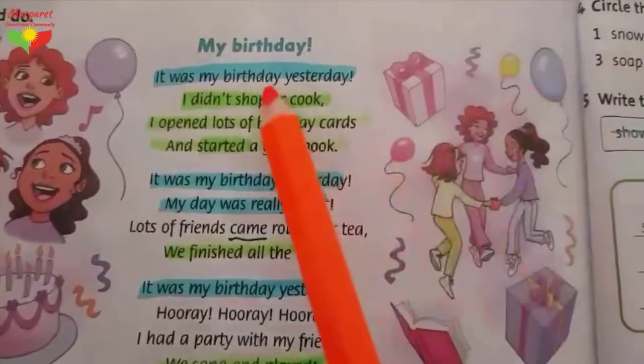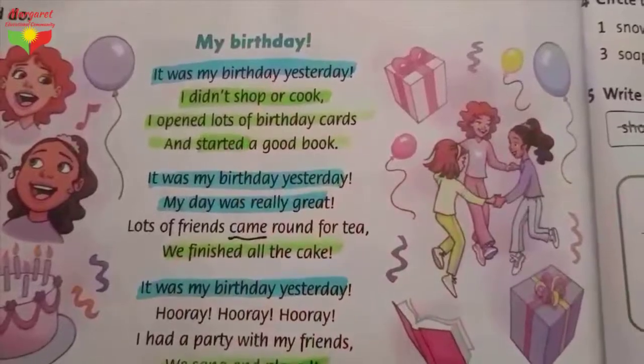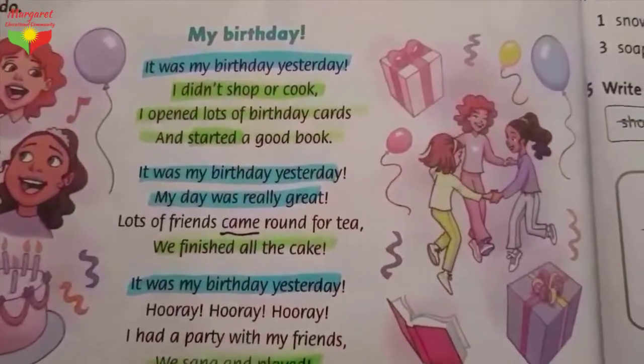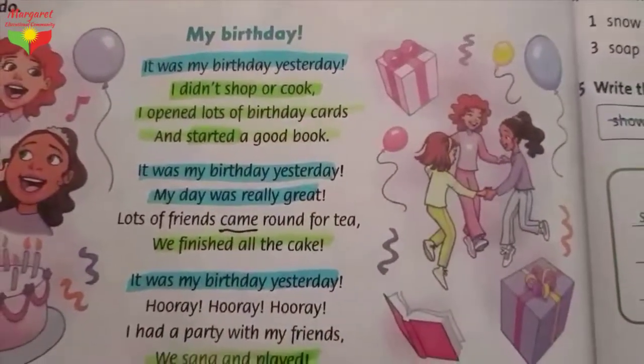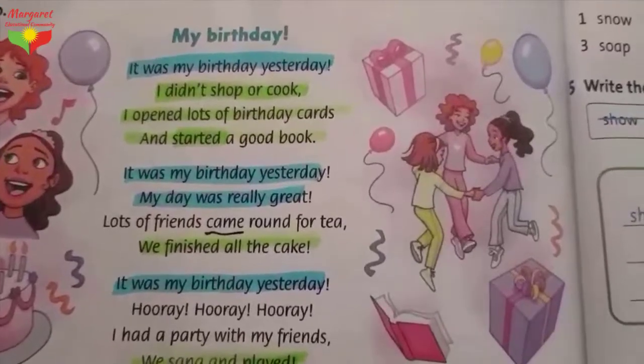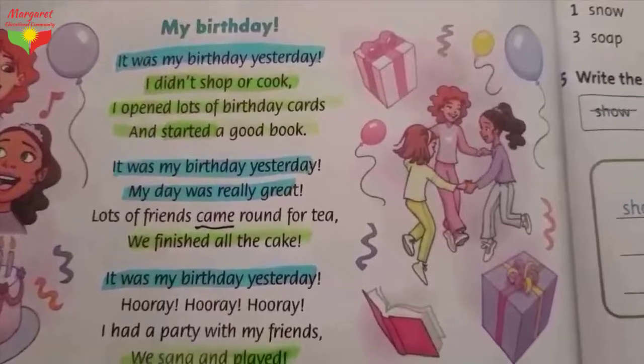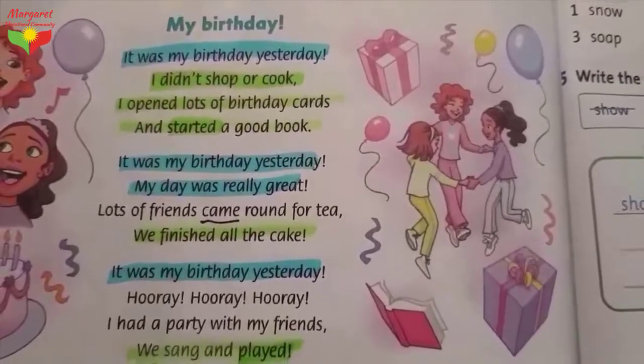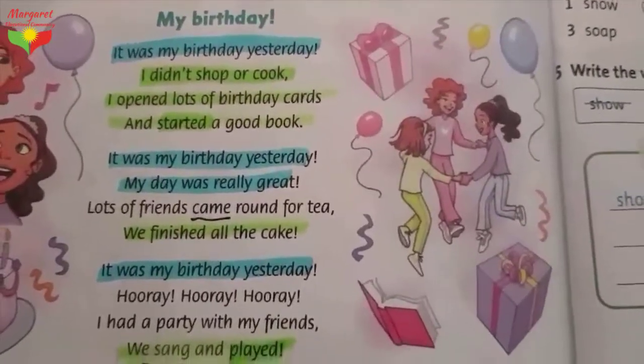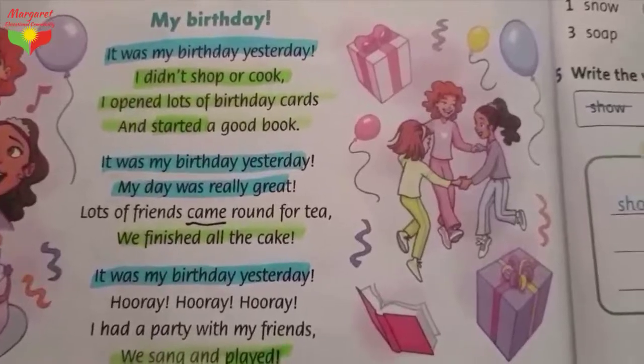So now pay attention, please, dear students. As you see, I have used two different colors, blue and green. I colored the sentences written with past simple be in blue, and I used green to color the sentences where we can find regular verbs.